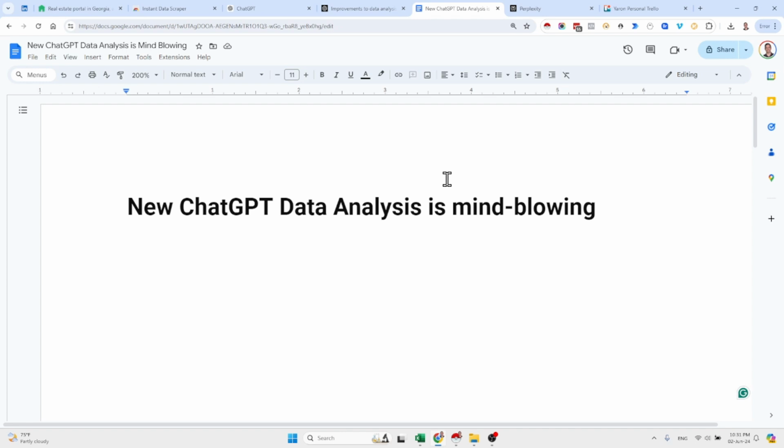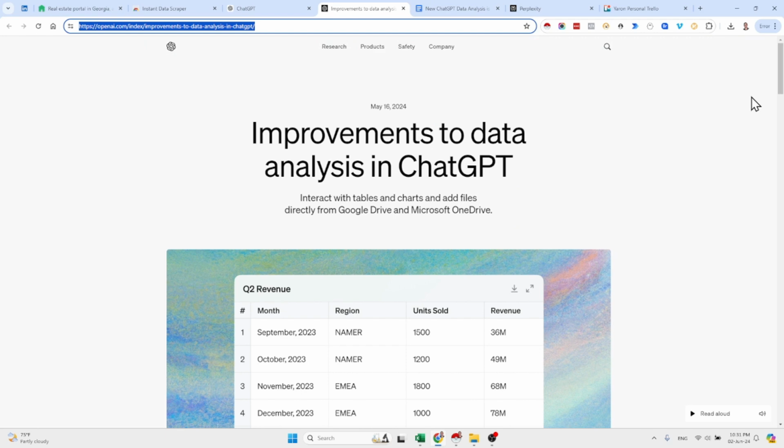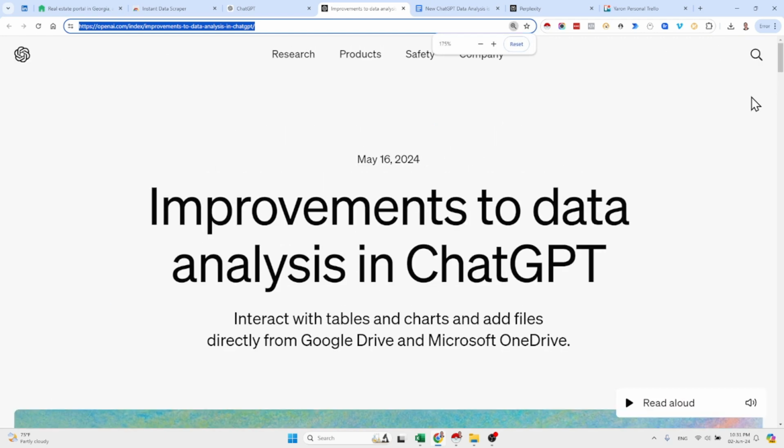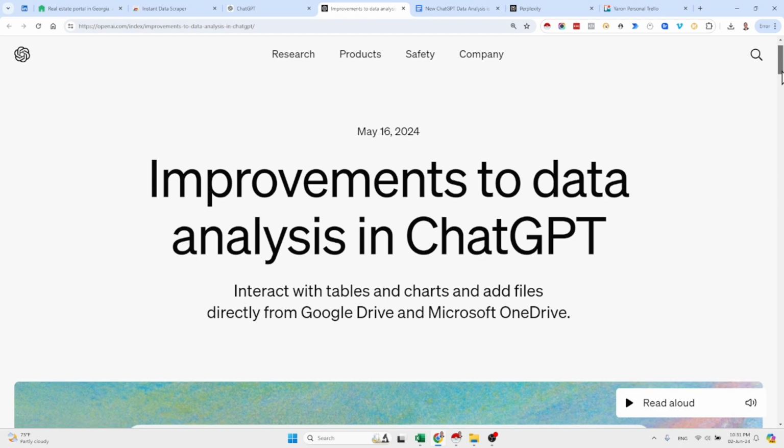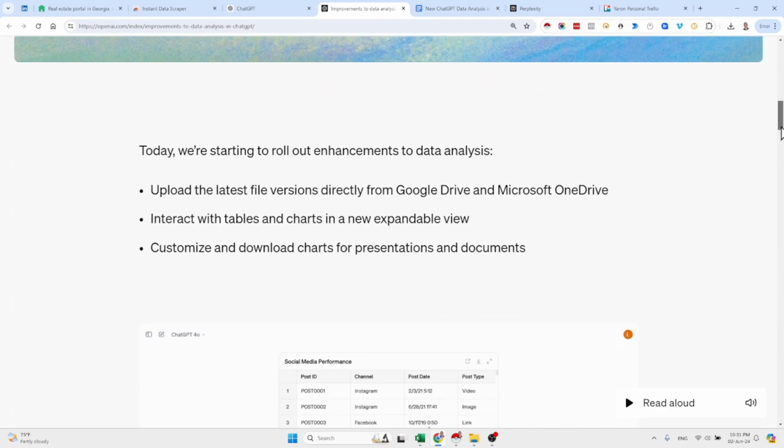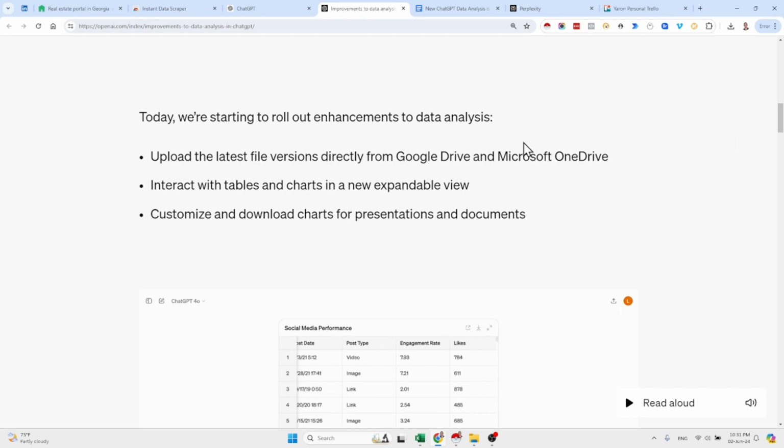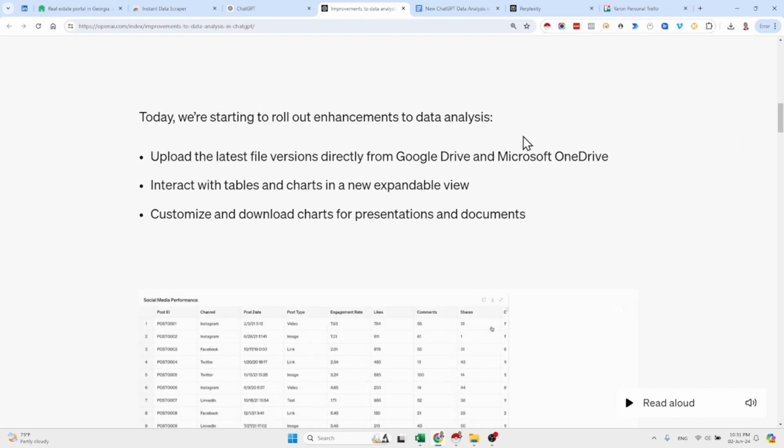So what I did, I downloaded data of the last month and uploaded it to ChatGPT and started analyzing the data using ChatGPT. And then I realized that the data analysis abilities of ChatGPT have been improved. And I started researching this, and I stumbled upon this blog post by the OpenAI team, which basically was published on May 16, and it shares the updates that they did to their data analysis abilities. And I will show you a real live example in a moment.